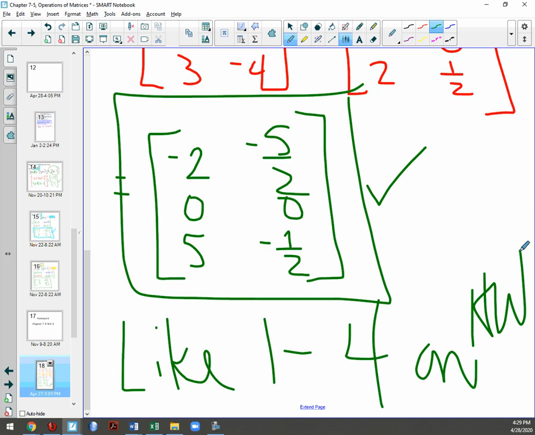Okay, that is how you're going to do problems 1 through 4. So that is kind of review from yesterday's. I just added those on there so that you would understand that you could represent matrices as an equation and still have to solve for x, which is unidentified matrices.